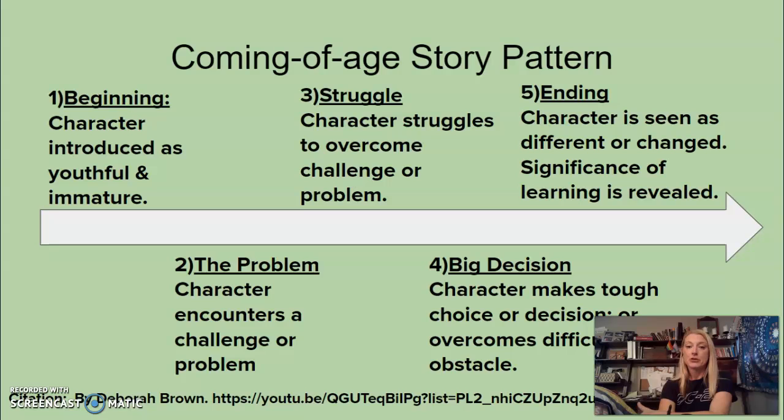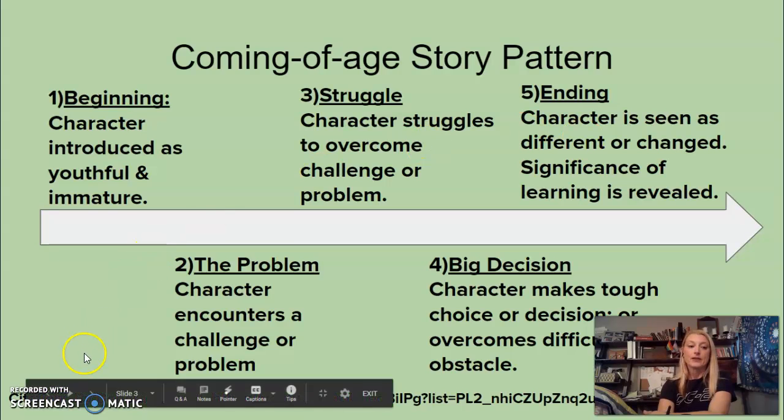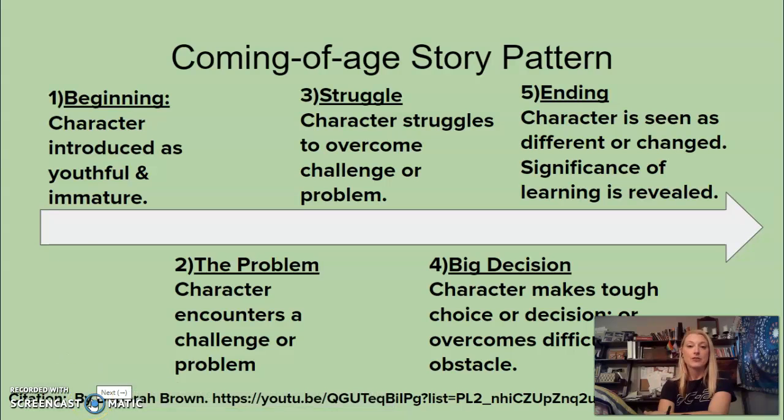Big decision: the character makes a tough choice or overcomes a difficult obstacle. And finally, in our story structure pattern, there's the ending. Our character is seen as different or changed. The significance of learning is revealed. Please make sure you paraphrase 1 through 5 on your note catcher.